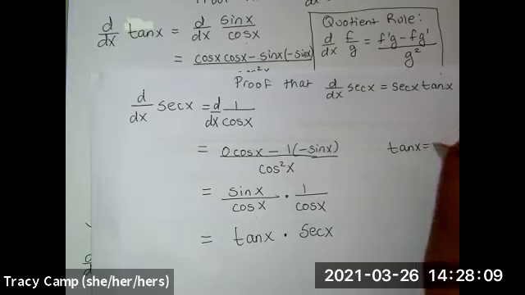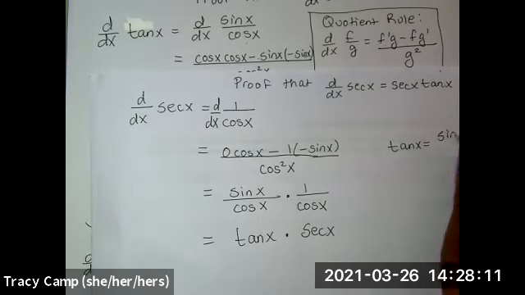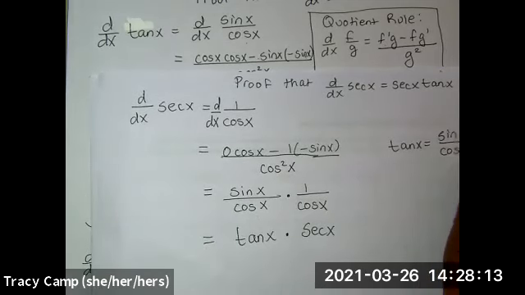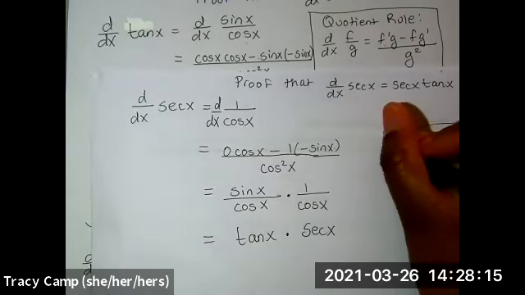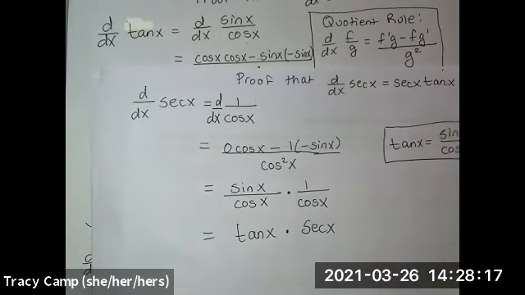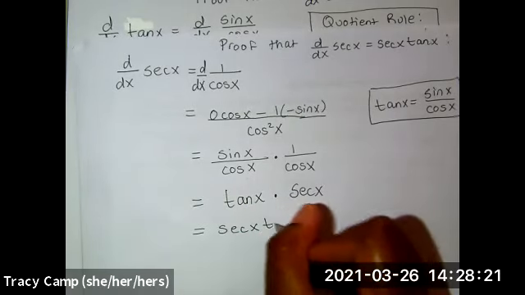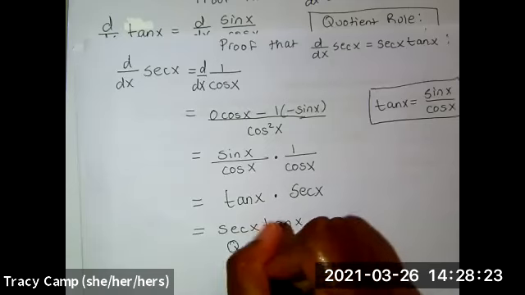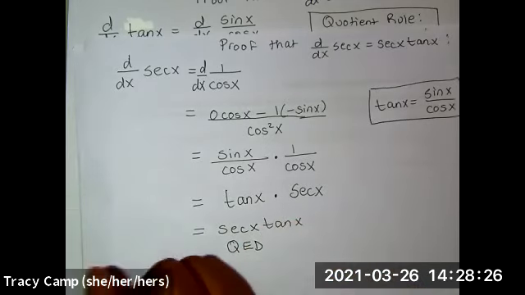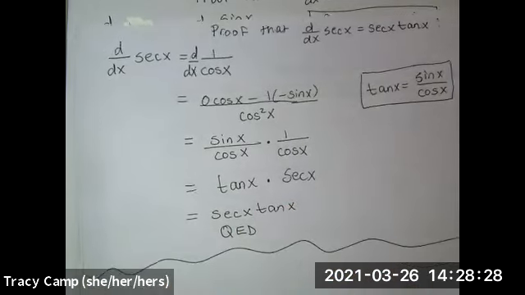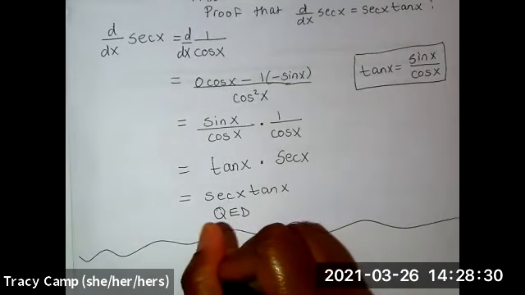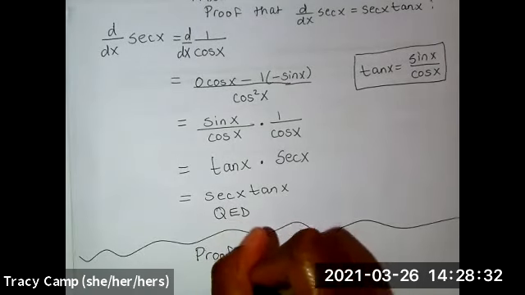1 over cosine of x is secant of x, and then sine of x over cosine of x is the same thing as tangent. Tangent is sine over cosine. And then secant is 1 over cosine. And so we prove this is secant x tangent x. And then you can do the same thing for cosecant.